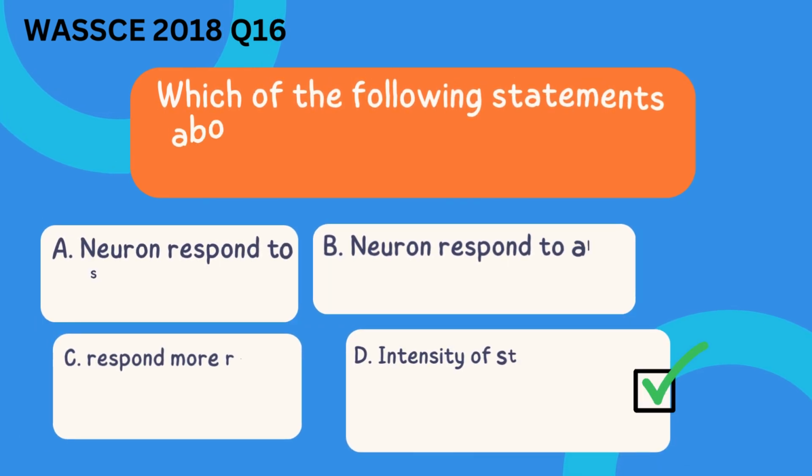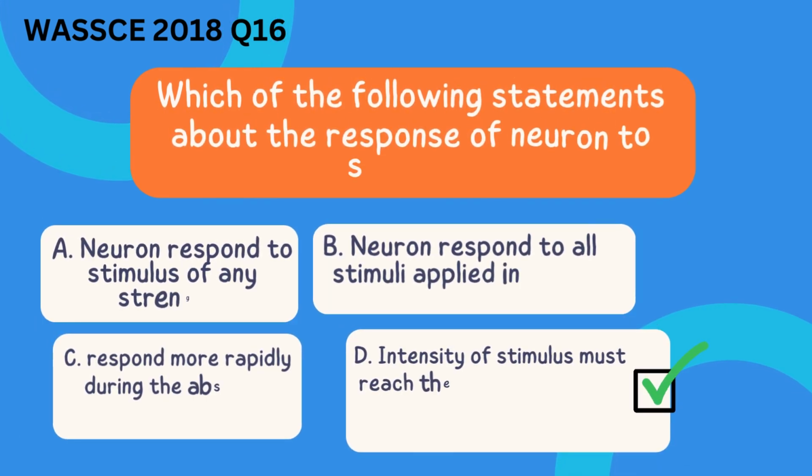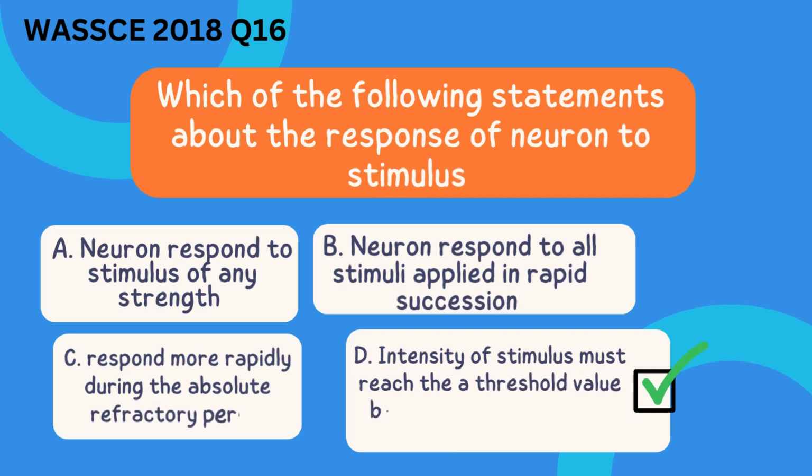The correct option is option D. The intensity of stimulus must reach a threshold before the neuron can be excited. This is what the all or none law talks about.